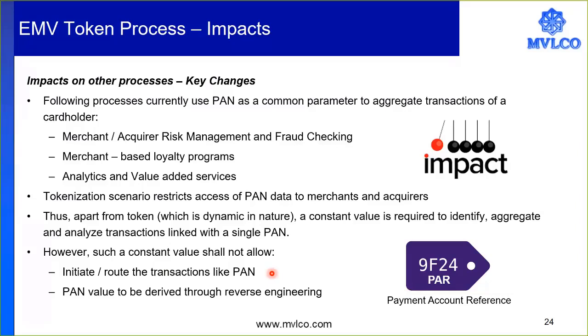As far as my transaction initiation and routing is concerned, what I am going to use is a token. Whereas whenever I want to aggregate these transactions, what I would have to use is a PAR and not a PAN. So now I get both the benefits which I had with the PAN. I can initiate the transaction using token and I can still analyze it using this PAR data. I'm using this 9F24 based on the tag in the EMV field.